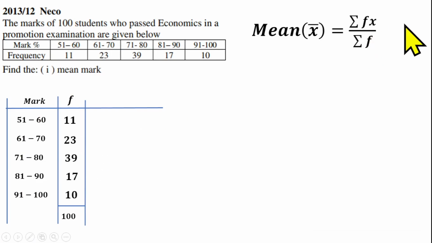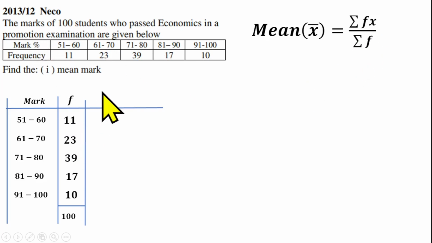Mean is summation of fx over summation f. The only difference between this and the one that we have been working on without class interval is that in this table we don't have our x already made. In group data without class interval, we always have our x and frequency. But in this case, we don't have our x available. So we need to first find our x before we can go ahead and find fx.